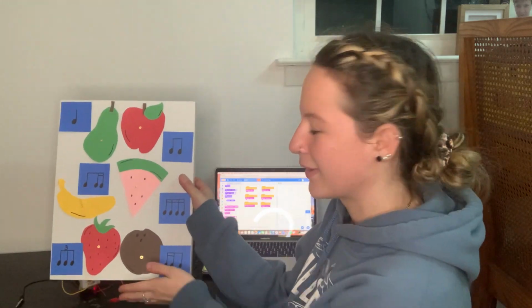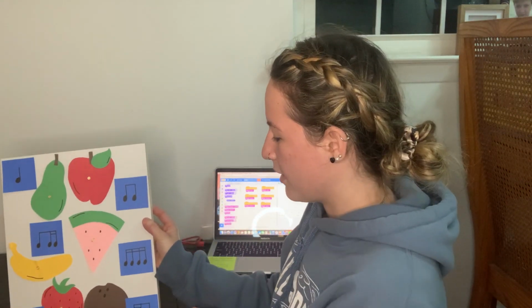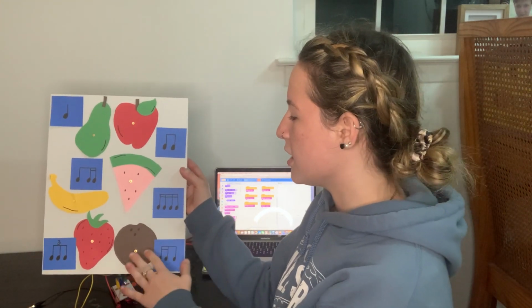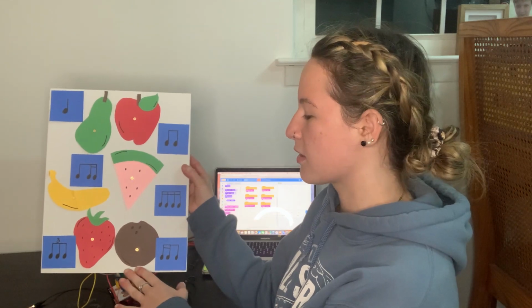Hello, so my name is Allie, and this is my MaKey MaKey Instrument project. I like to call it fruit salad. This is what it looks like. I will demonstrate how to play it, but essentially each fruit is represented by a rhythm pattern.